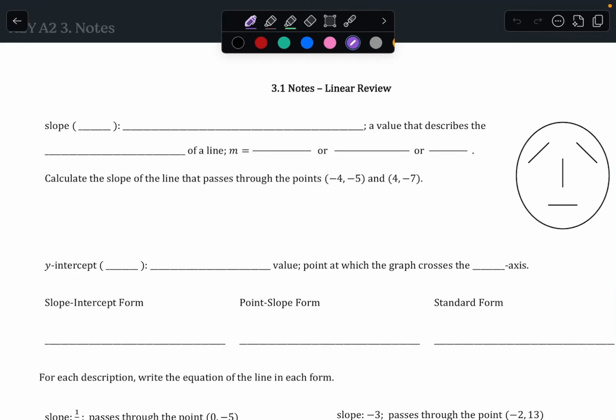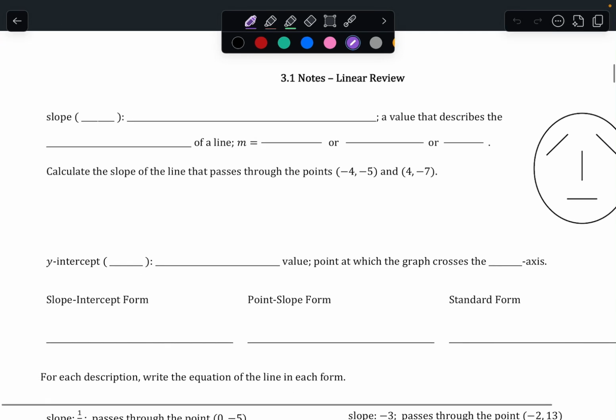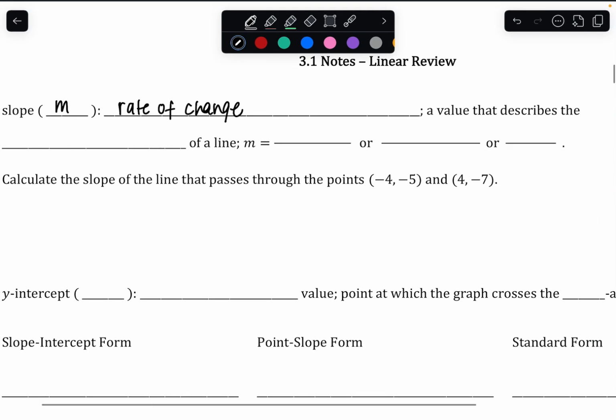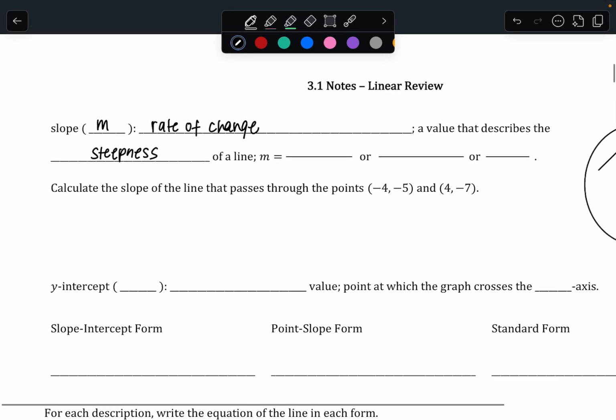All right, in this video, we are going to do a crash course on all things linear. So this is a linear review, starting with slope. Slope is denoted by the letter M. It is also called the rate of change. And it's a value that describes the steepness of a line. And then the formula, which you may remember from Algebra 1, is rise over run.